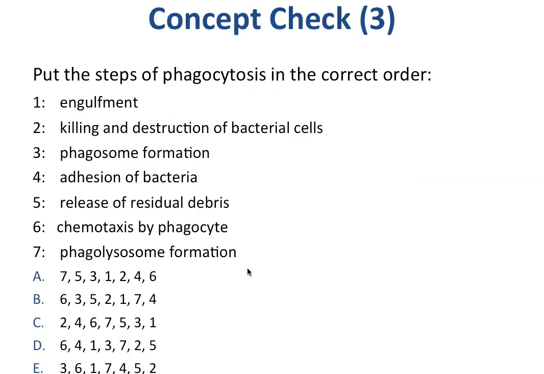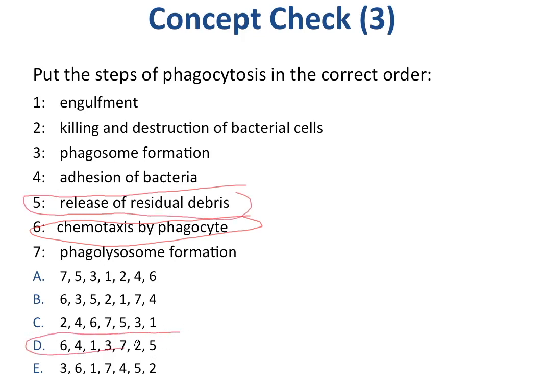Okay. So now let's work on this question. Put the steps of phagocytosis in correct order. I gave you 5 seconds. So we can see here, the 6 should be the first, right? And then the 5 should be the last. So the correct answer is D, okay?